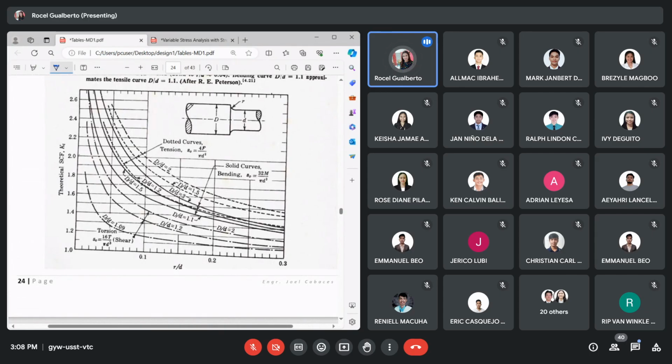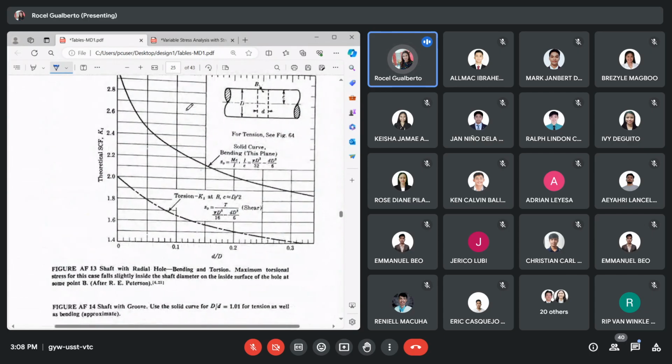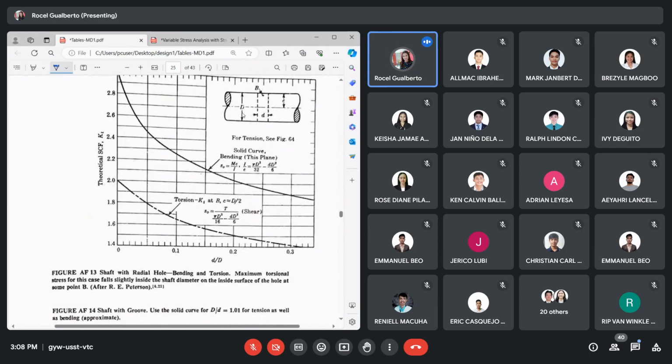Okay? Next would be shaft with a radial hole. Okay? Ito po naman yung shaft natin. Dimension niya is the diameter D. Nasaan naman po yung kanyang radial hole na sinasabi? Okay? Nasaan po yun? Yung hole niya po, nandito po sa tuktok. Okay? Nandito po yung hole niya. Okay? And ito pong small d refers to the diameter of the hole. Okay?